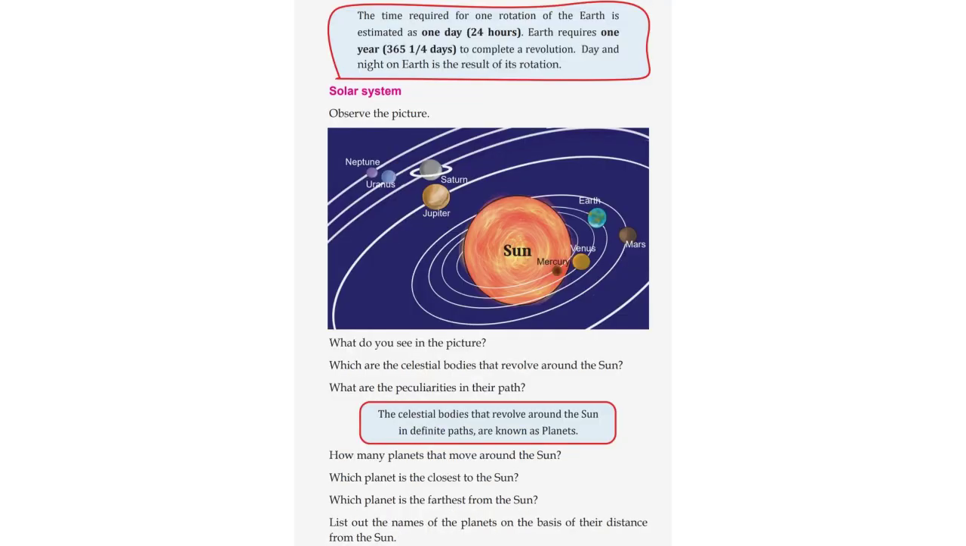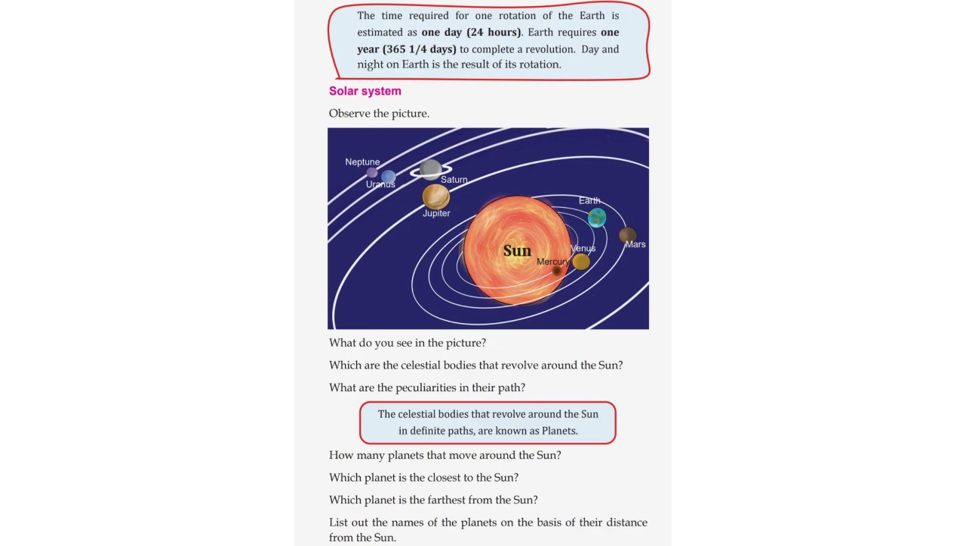The time required for one rotation of the earth is estimated as 1 day, 24 hours. Earth requires 1 year, 365 1/4 days, to complete a revolution. Day and night on Earth is the result of its rotation.